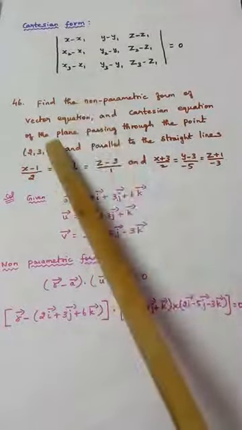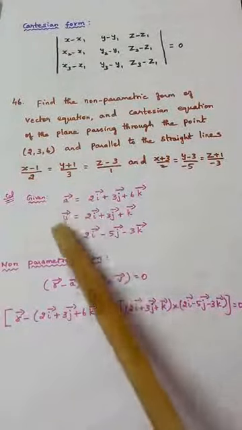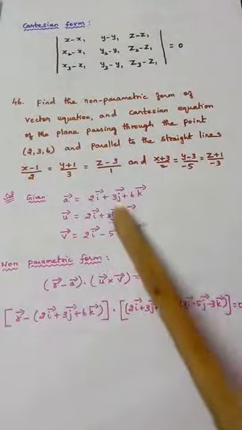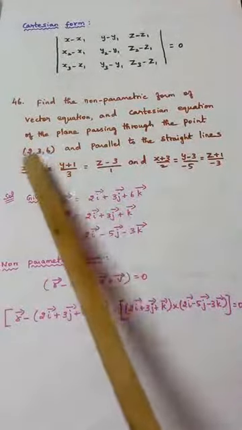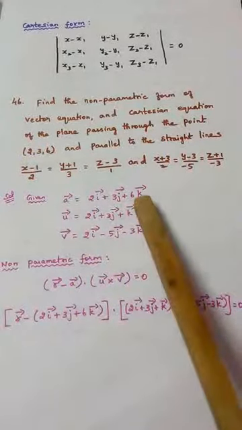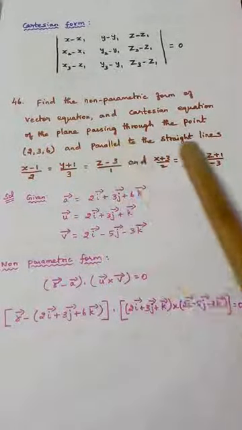So one point is given, and we are taking that as a vector. This is very important. From the given data, we should be able to write these things. This is a point, so we should represent that as a vector: 2i vector plus 3j vector plus 6k vector. What else? What is the other data given? And parallel to the straight lines.